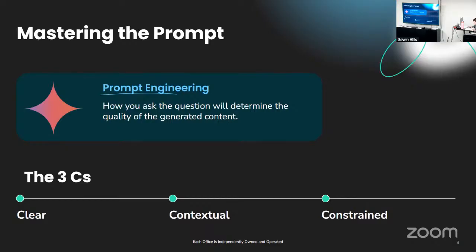Contextual means giving it background information. What's the target audience? What's the tone? Is it friendly? Is it professional? Is it luxury? Is this for a mortgage lender? They all have specific tones, so it's going to help you with that.